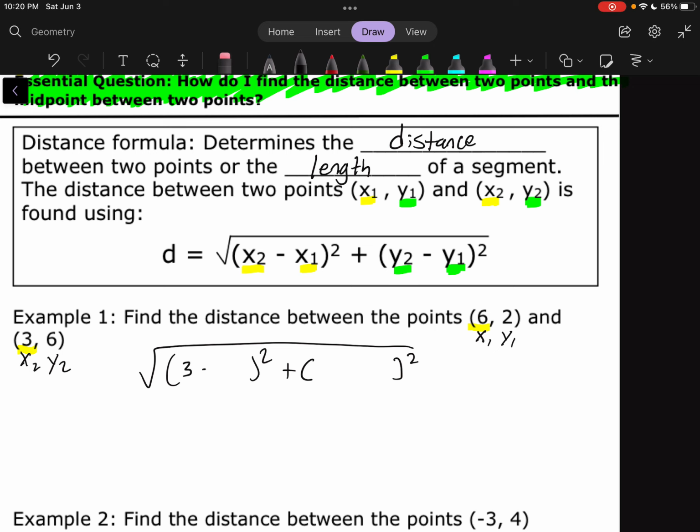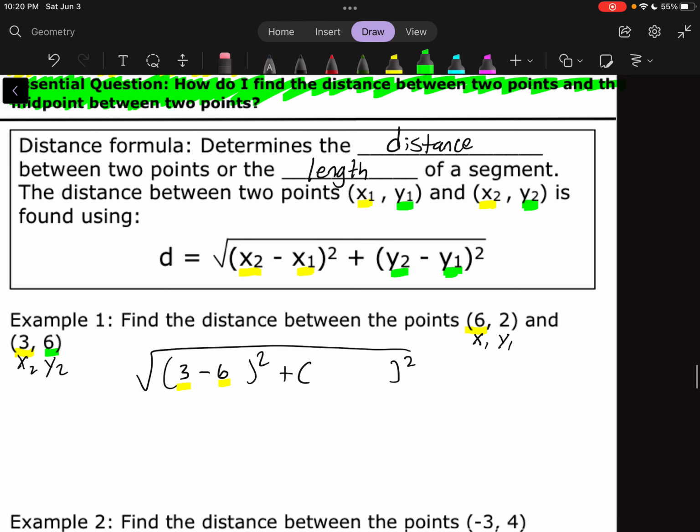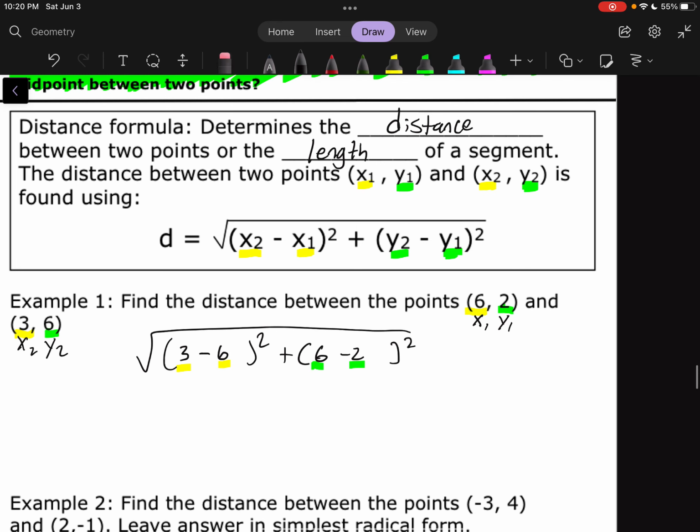So that'll be 3 minus 6. And then in my second parenthesis, I want to do y2 minus y1: 6 minus 2. Now we're going to see a couple different ways of taking it from here, but for this first attempt, let's go ahead and just work it out by hand, see what happens. Now 3 minus 6 is negative 3 squared. 6 minus 2 is 4 squared.